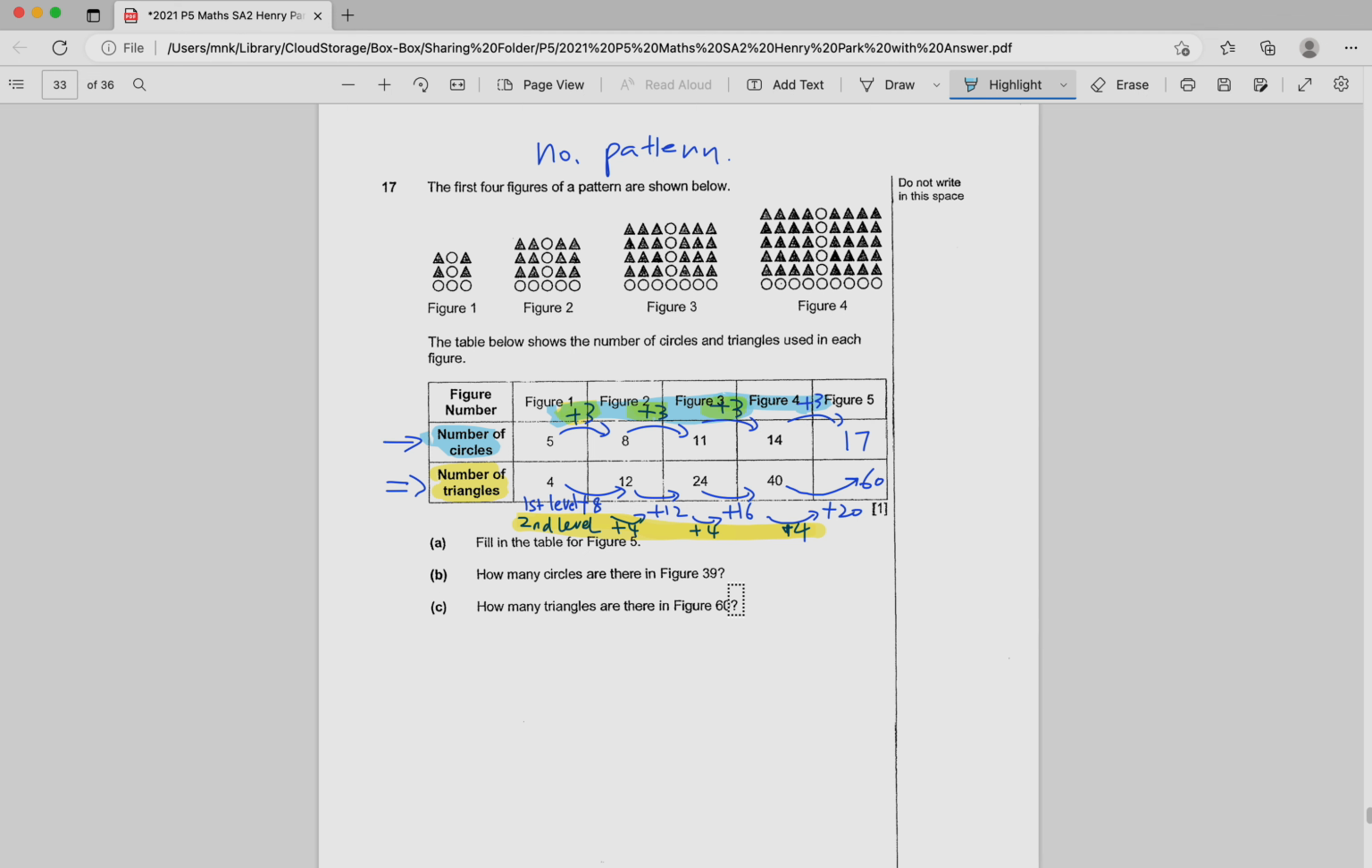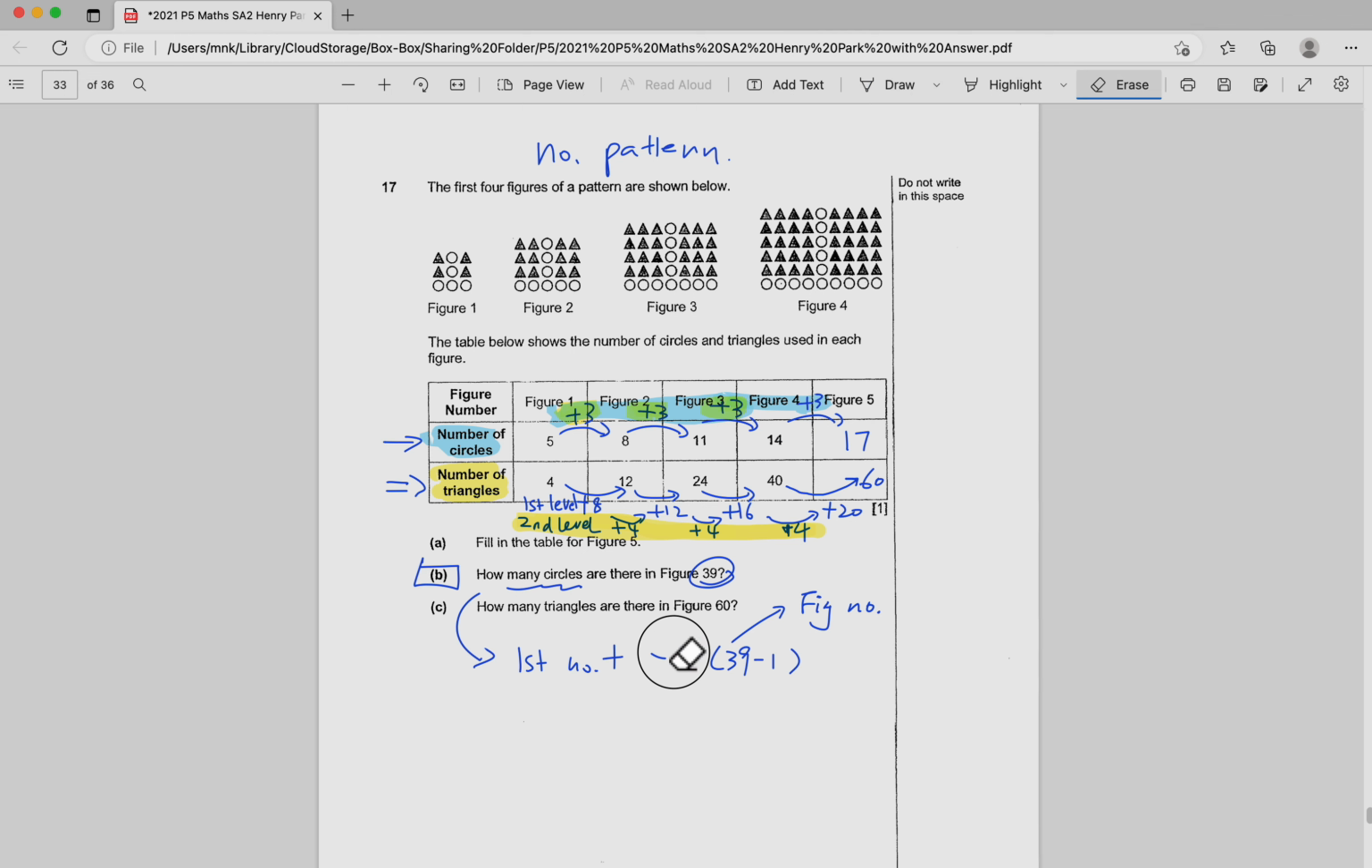Next, how many circles are there in figure 39? For circles, you can use the formula. The formula is the first number plus the difference times n minus 1. In this case, n is the figure number, and for part B, the figure number is 39. So I put the 39 in. And the difference, can you see the difference? They are the same throughout. It's +3.